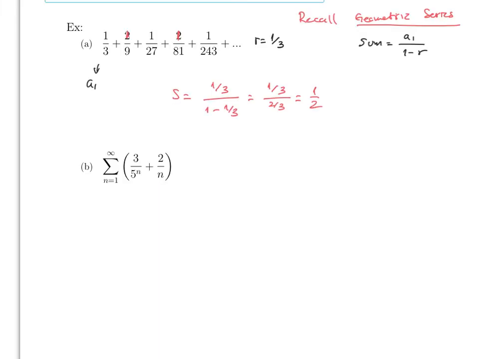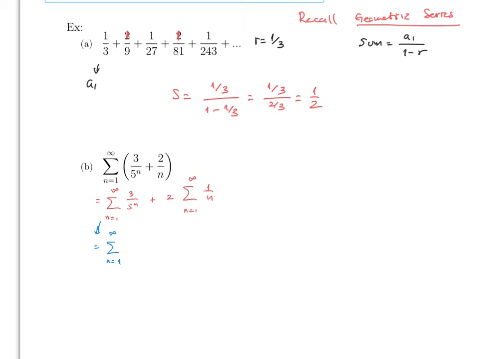All right, now let's look at this one. You can break this into two pieces. This will be the sum from n equals 1 to infinity of (3/5)^n, plus 2 times the sum from n equals 1 to infinity of 1/n. So now for this one, notice that you can rewrite this as the sum from n equals 1 to infinity.